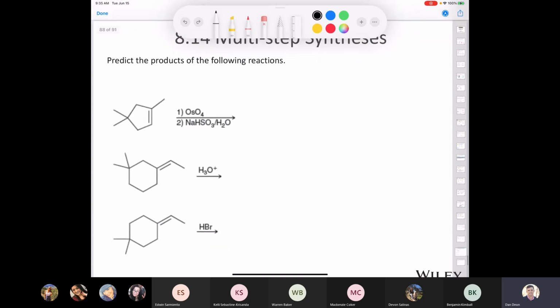This is still question 18 or 8.31. Question 8.31 continued. So this is D, this is E, and this is F. So the first one, we're treating this unsymmetrical alkene with osmium tetroxide followed by sodium bisulfite and water. So this is going to give us a Syn dihydroxylation. So Syn addition of 2 hydroxyls.